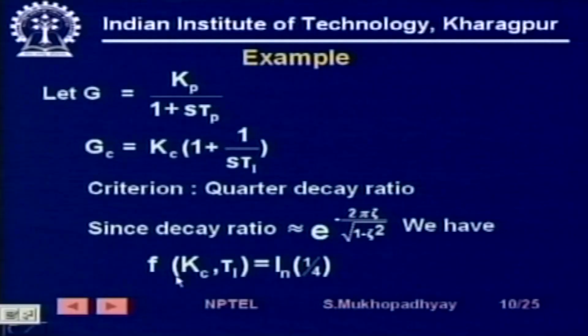So now we have one equation, but we need to find two parameters. Obviously we cannot find a unique solution; there are actually many solutions. Which means that to be able to find a unique solution, we need some other criterion. So we can accommodate some other criterion.